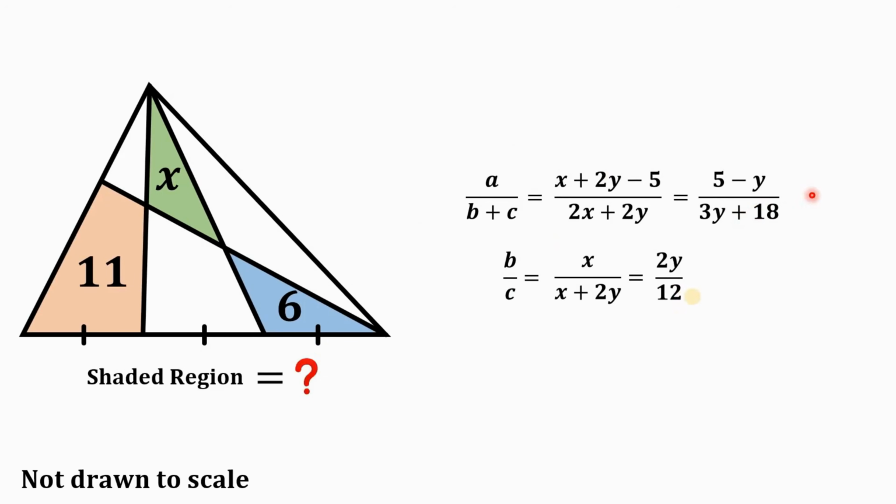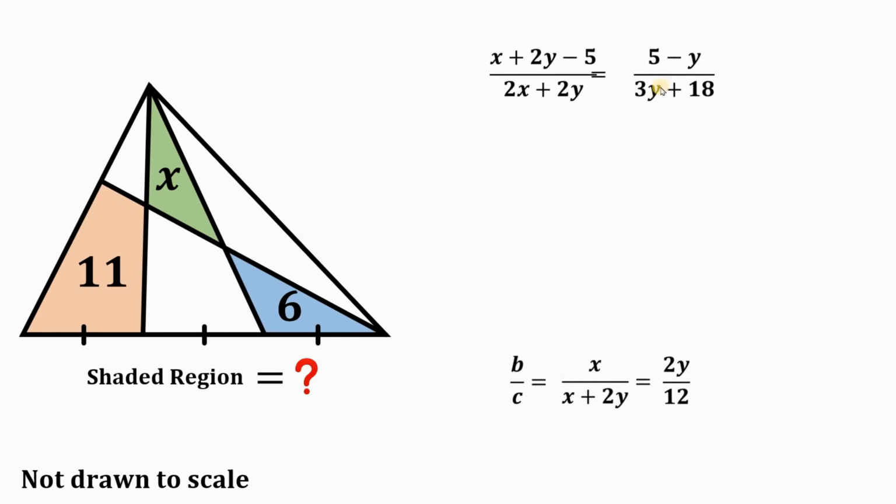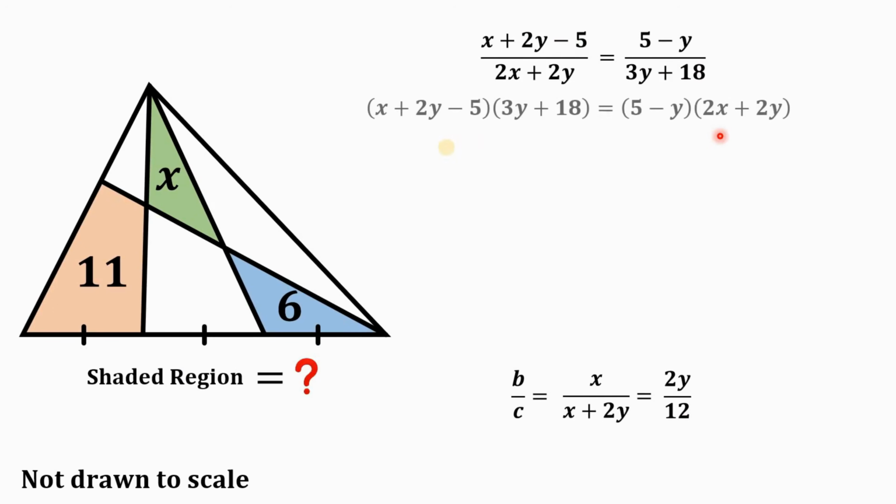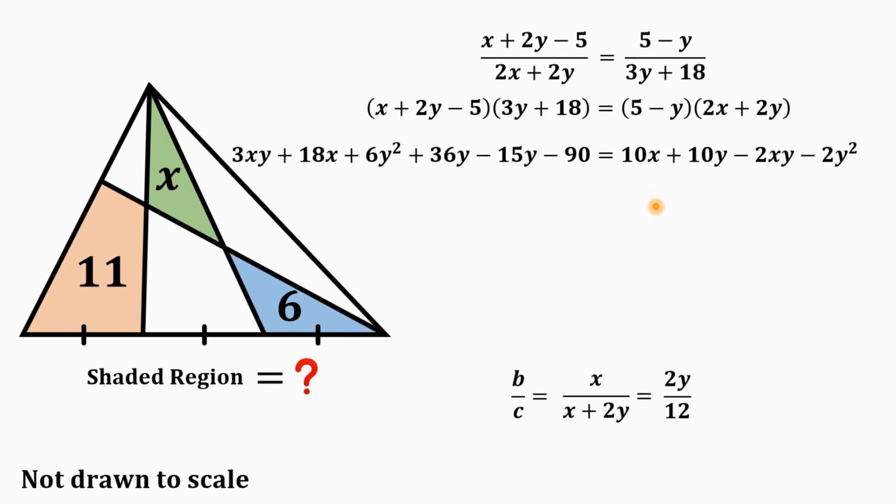So let's focus on these two equations, but let's focus on the first equation. Now let's simplify this. Cross multiply, multiply both sides, and combine like terms. This will give us 5xy plus 8x plus 8y squared plus 11y minus 90 equals 0. That is our first result.